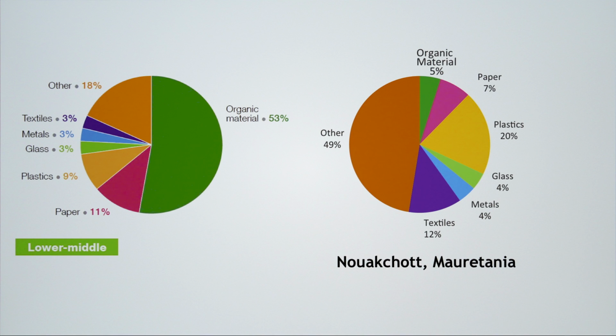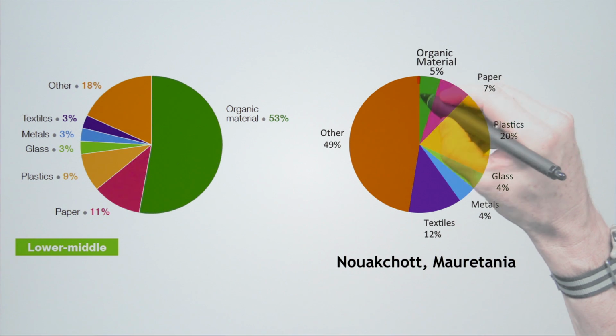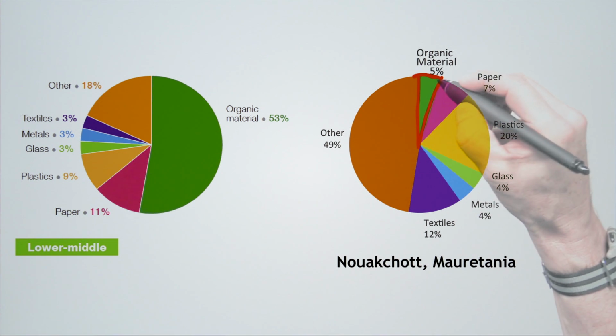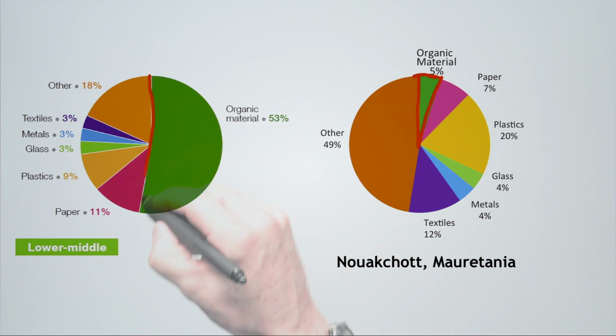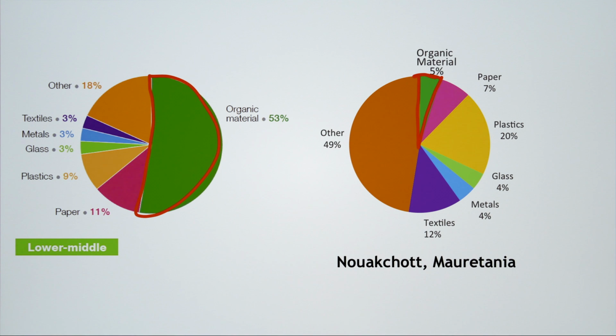Remember that waste composition may vary quite significantly depending on the location. You see here the same pie chart from lower and middle-income countries. And on the right-hand side, you see the composition from Nouakchott, the capital of Mauritania. What is astonishing is that in Nouakchott, only 5% of waste is organic. And typically in lower middle income countries, it is 53%.